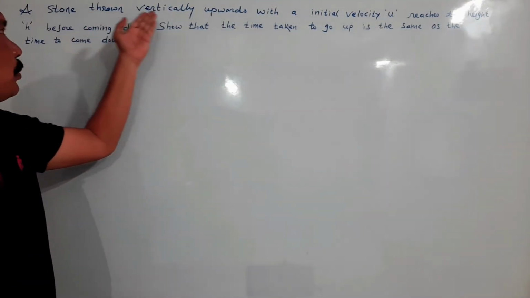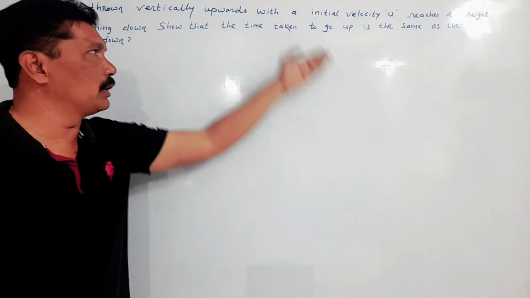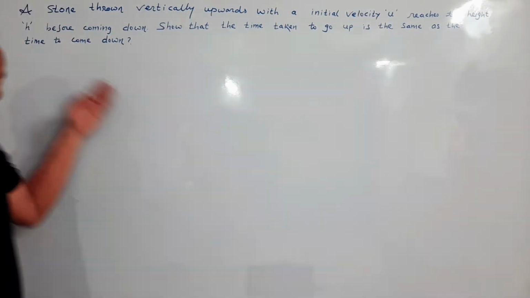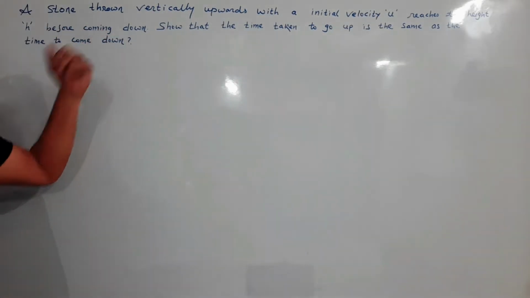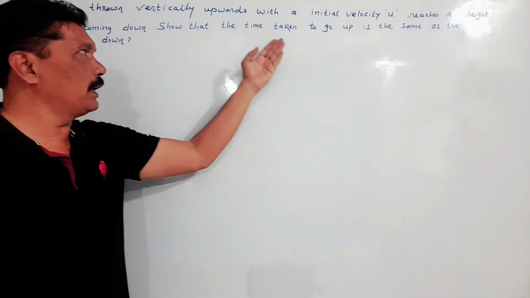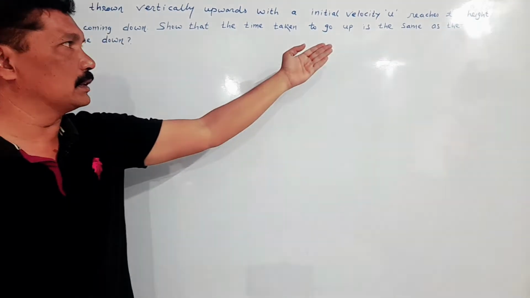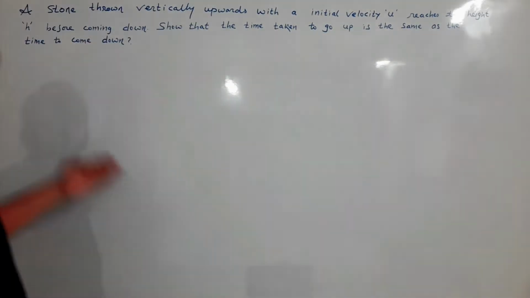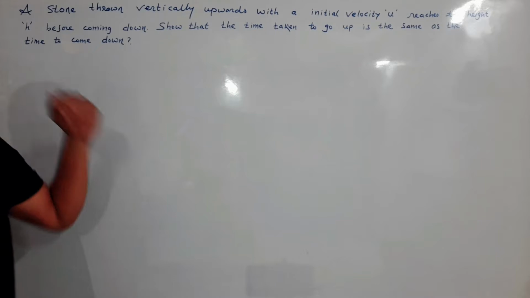A stone thrown vertically upward with an initial velocity reaches the height h before coming down. Show that the time taken to go up is the same as the time taken to come down.